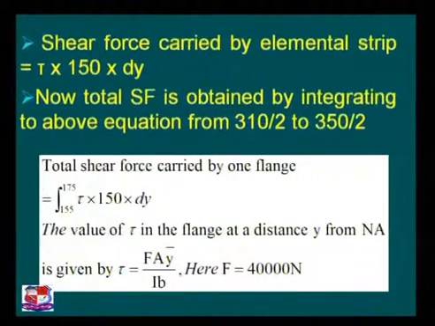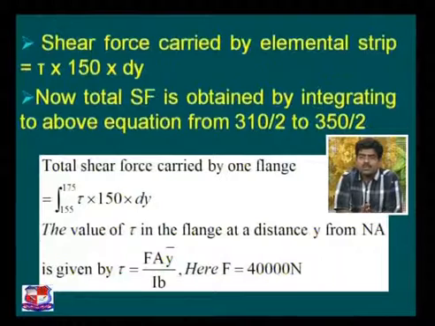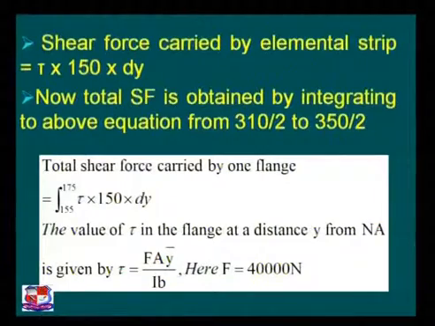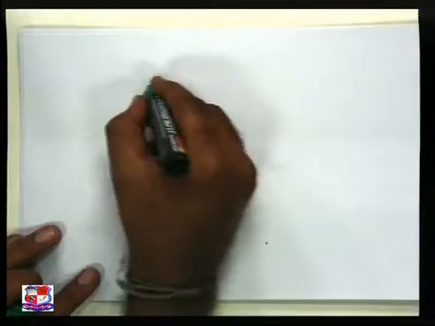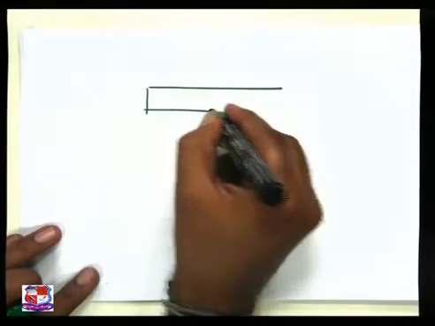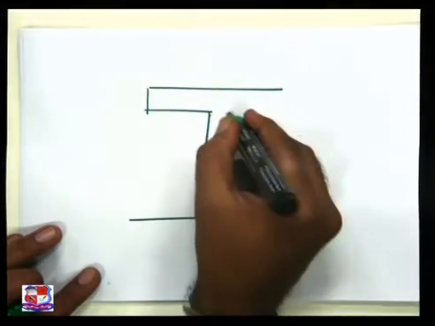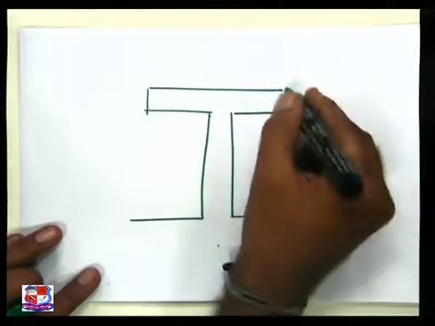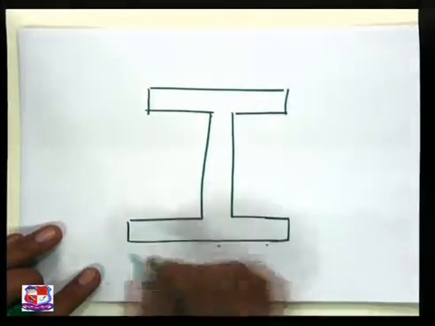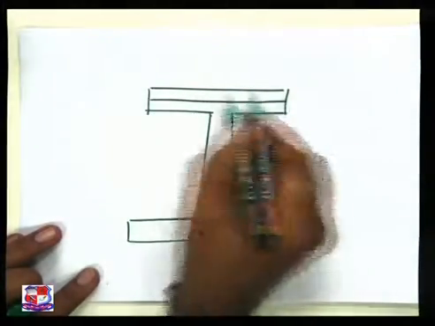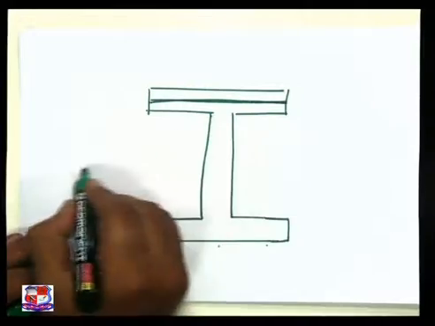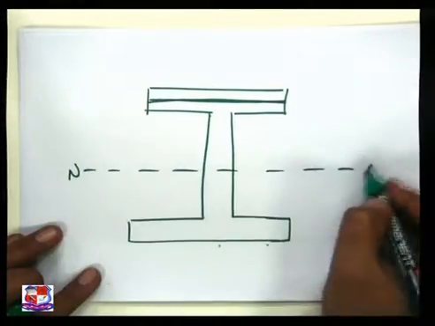Now, total shear force is obtained by integrating the above equation from 310 by 2 to 350 by 2. These two ranges. Why these two ranges? Please refer to the figure. This is my I section. This is one layer. This is my neutral axis.